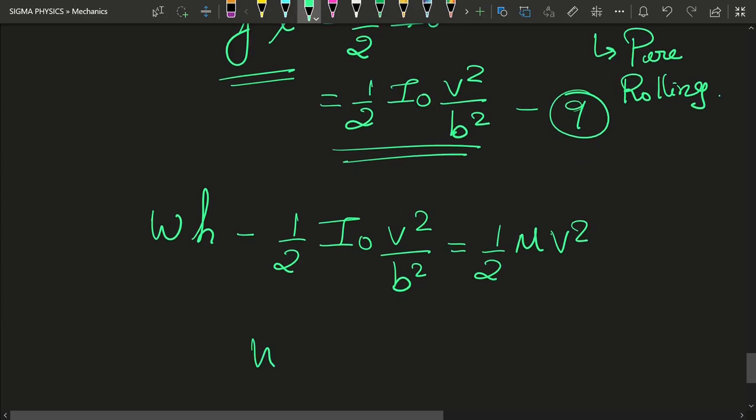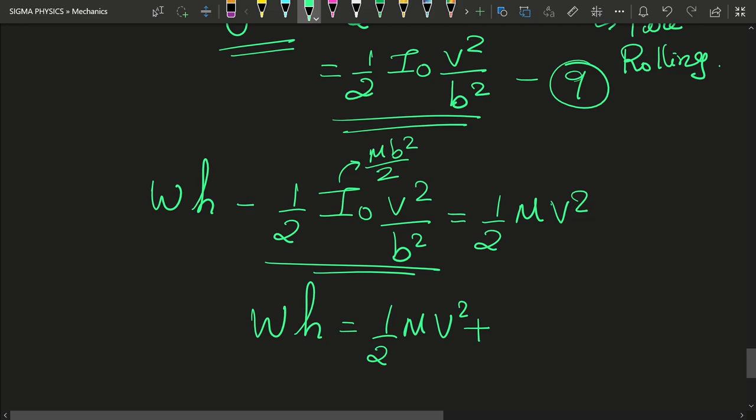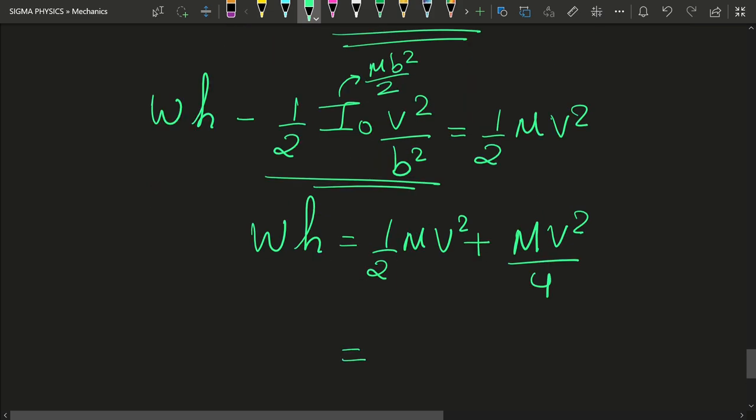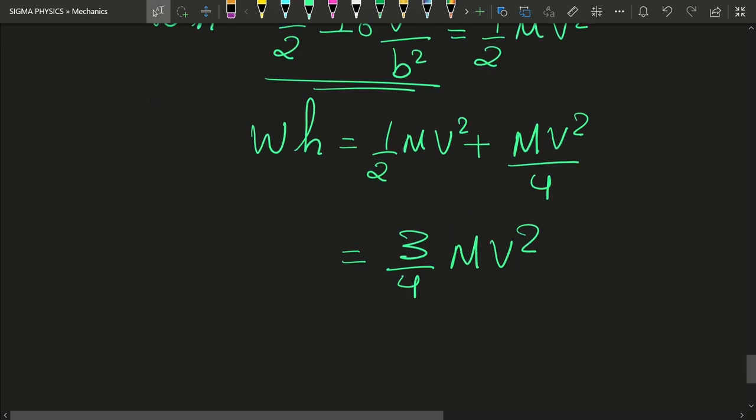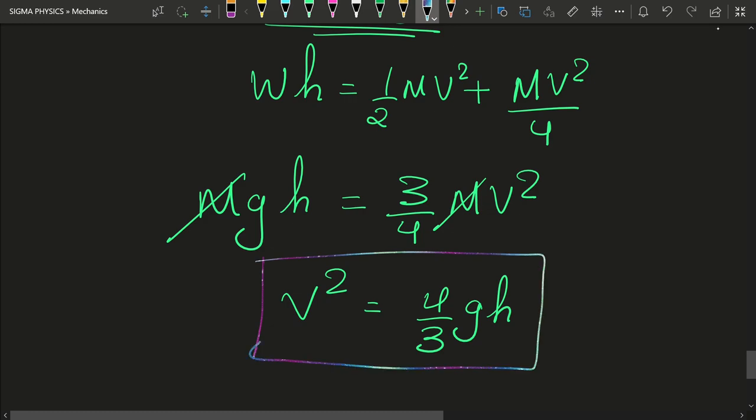And hence W into h is going to be equal to, what is I naught? I naught is m into b squared divided by 2. So I will get half m v squared plus, what will this become? When I put I naught equal to m b squared divided by 2, the b squared and b squared cancel, and I will get m v squared divided by 4. And hence, if you solve this, you will get 3 by 4 m v squared. Now W is nothing but mg, so mg into h is equal to 3 by 4 m v squared. The m will cancel, and we have found v squared is going to be equal to 4 by 3 g h. Taking the square root, we can find the velocity, or you can leave it as it is.